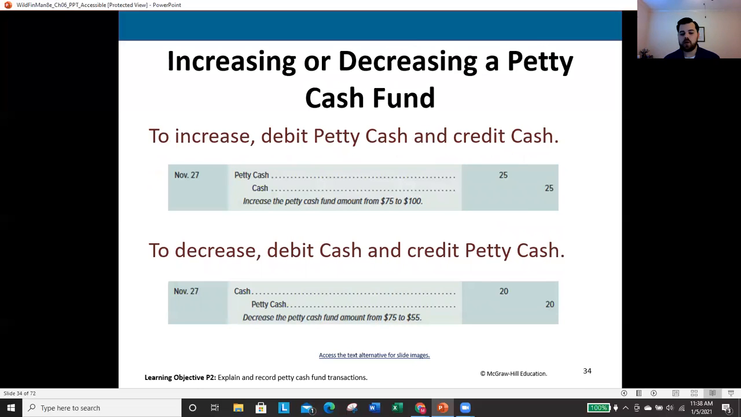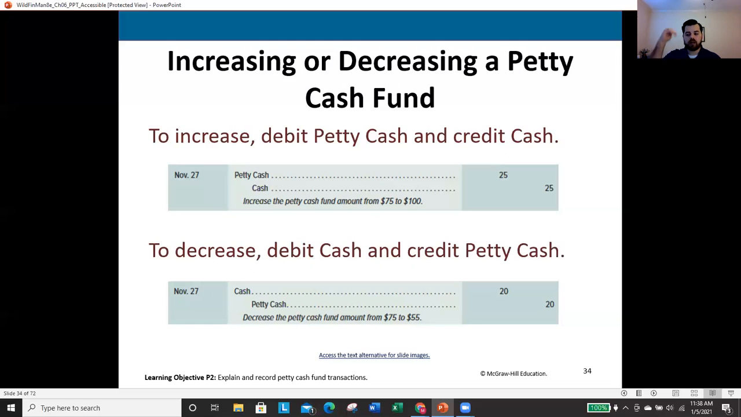Now, the next time you will see petty cash is if you decide to either increase or decrease the overall balance in that fund. So if you increase petty cash, what you will do is debit petty cash and credit cash. If you decrease petty cash, you will simply debit cash and credit petty cash. But notice the only two times you actually use petty cash are when you establish the fund initially, so debit to petty cash, credit to cash, or when you actually change the overall balance in that account. So in the first case here, we changed our overall balance from 75 to 100.